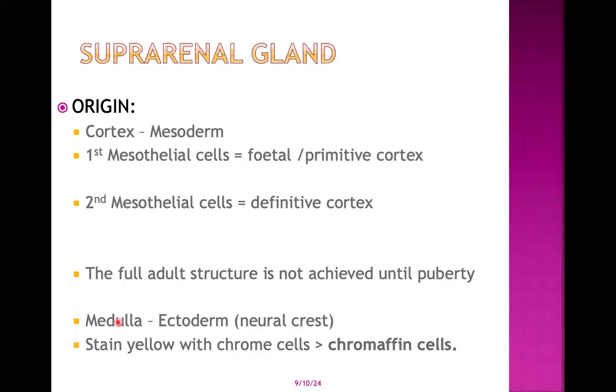Then we looked at the suprarenal gland and we said it has two main origins, mesoderm and ectoderm. Ectoderm from neural crest cells. It has two main parts, cortex and medulla. Cortex from mesoderm, the medulla from neural crest.